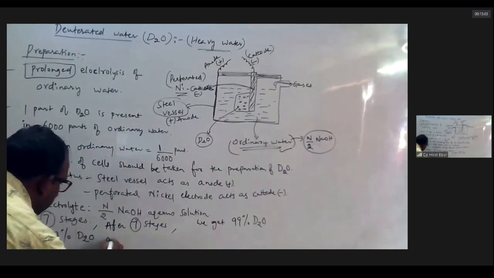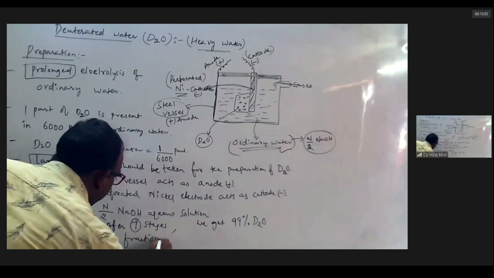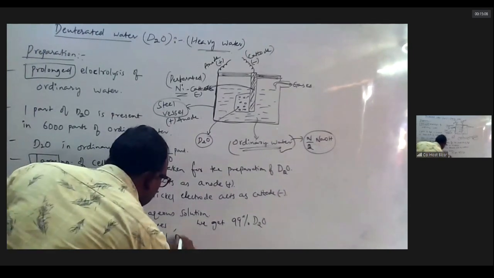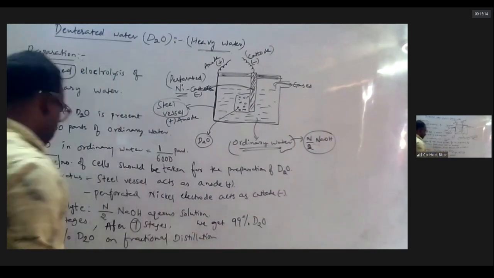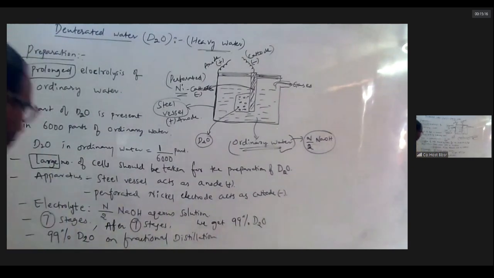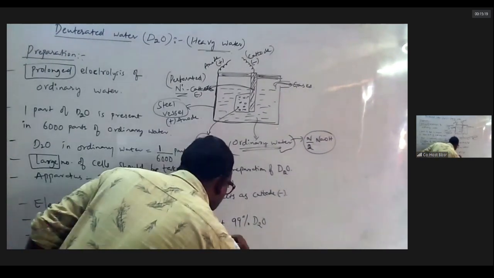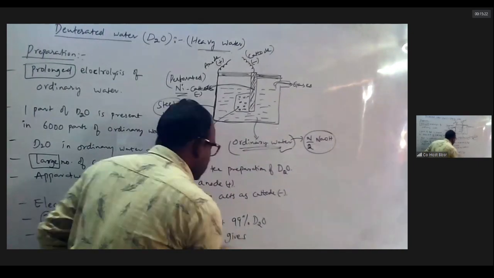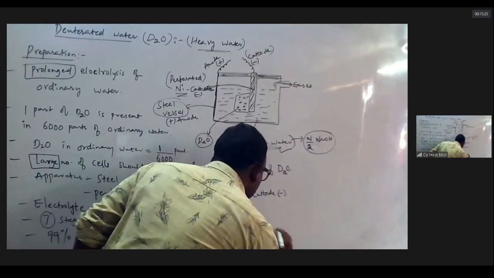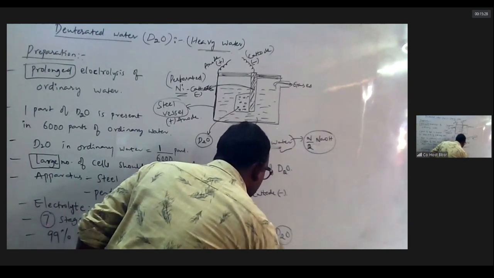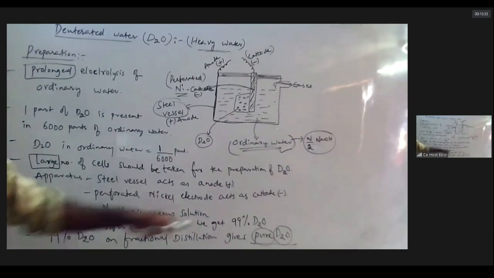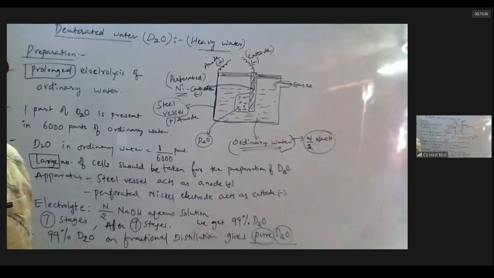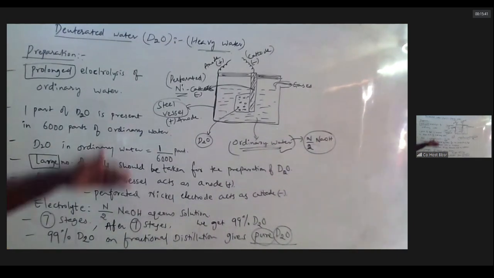This 99% D2O, on fractional distillation, gives pure D2O. So you can now prepare pure D2O, that is deuterated water or heavy water.